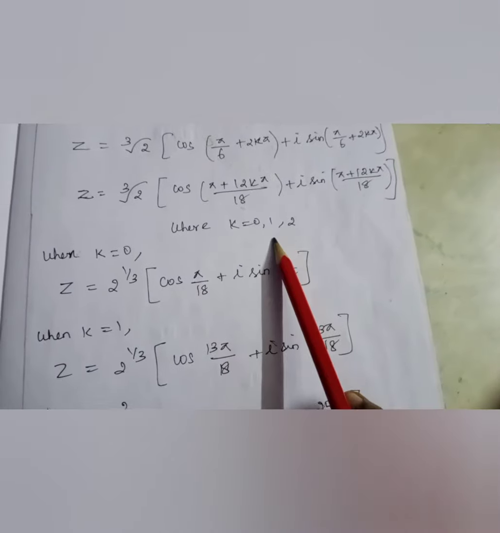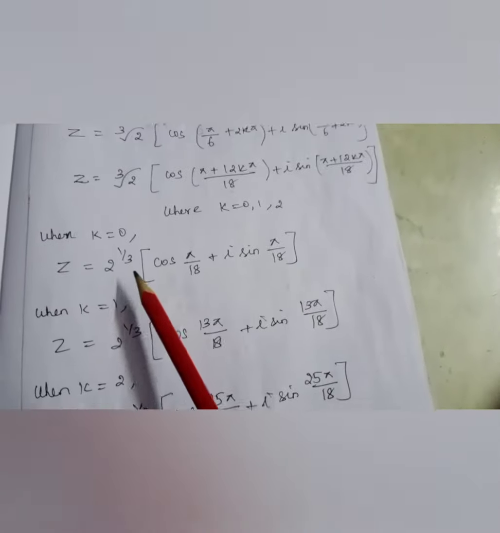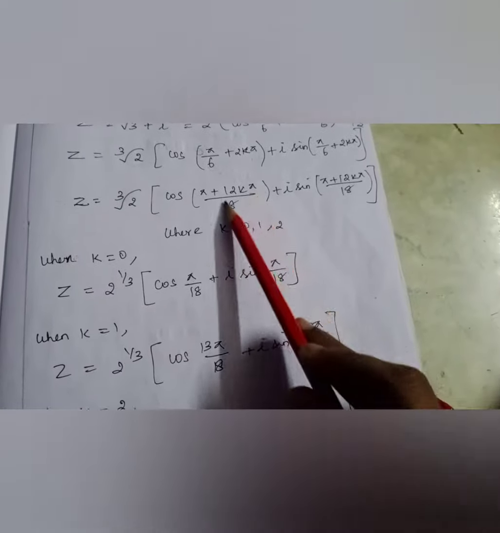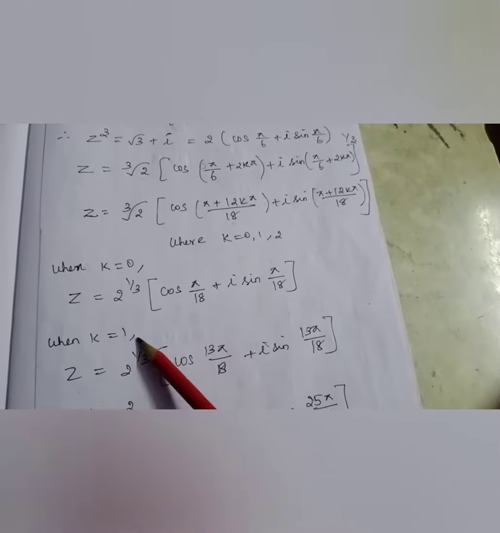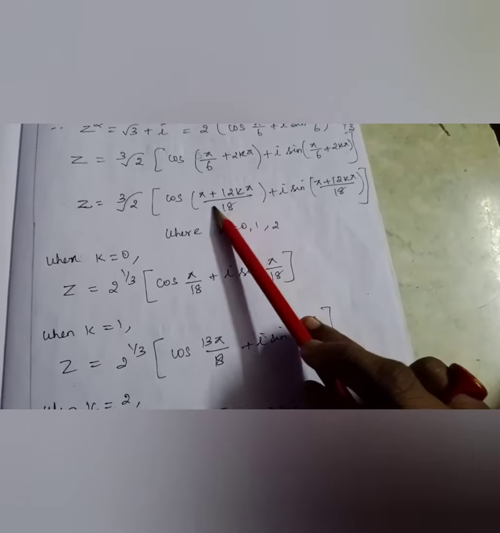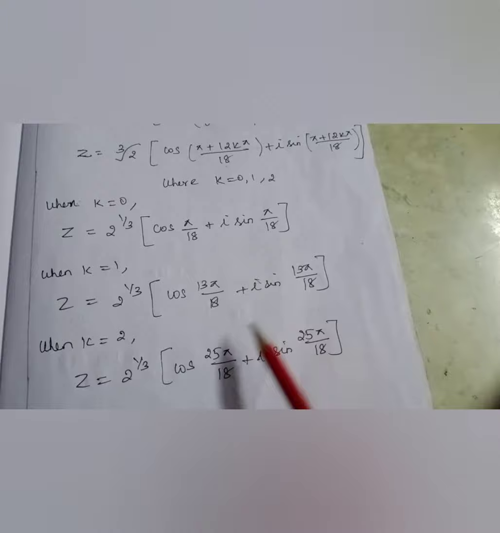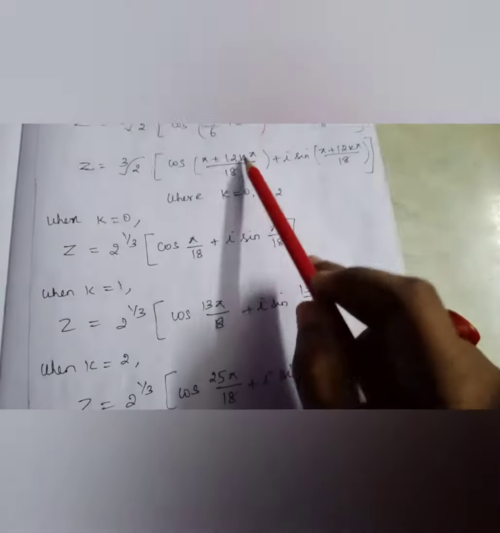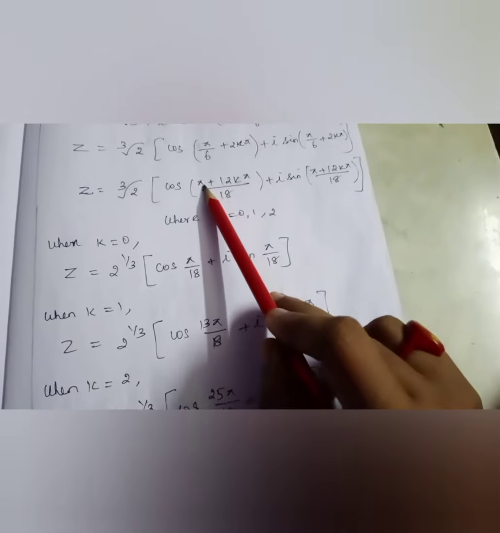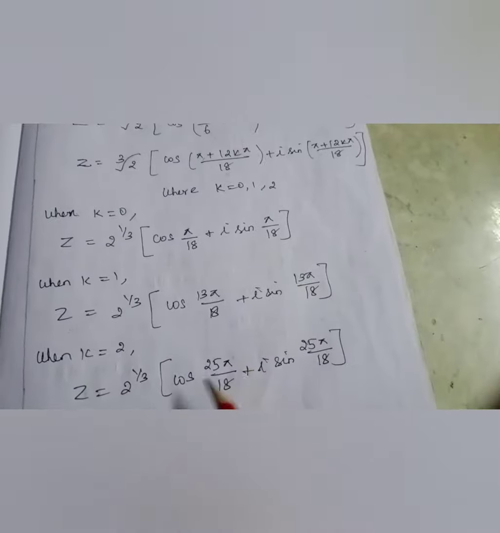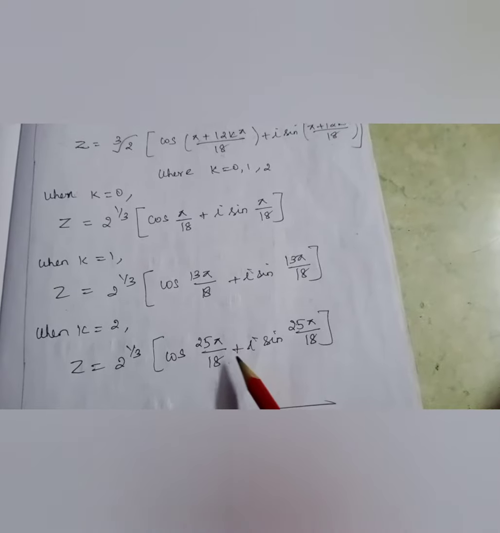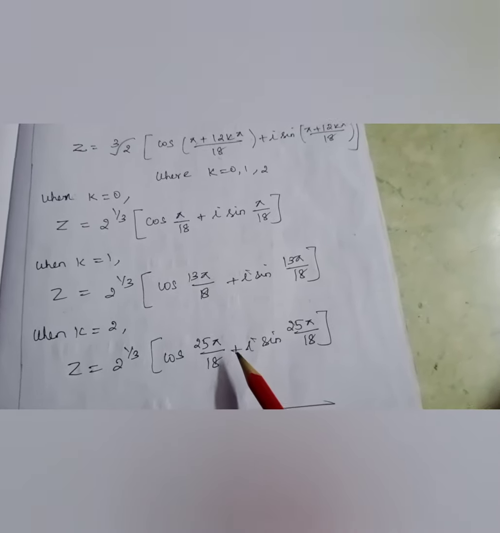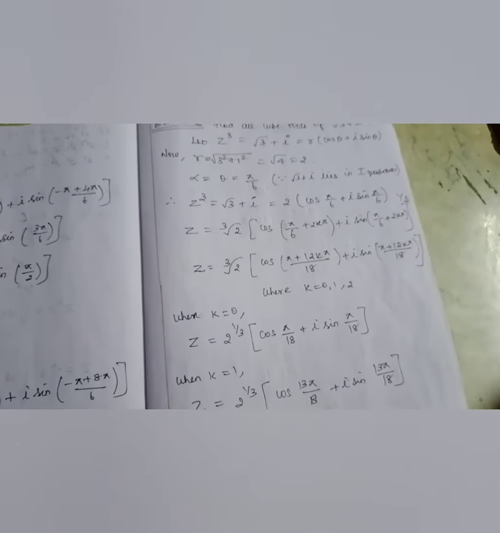Now k takes the value 0, 1, 2, etc. What happens when k takes the value 0? This whole expression becomes cos pi by 18 plus i sin pi by 18. Now when k takes the value 1, this becomes 12 pi. So 12 pi plus pi is 13 pi by 18. Similarly, when k takes the value 2, this becomes 24 pi. 24 pi plus pi is 25 pi by 18. So we are getting z is equal to 2 power 1 by 3 cos 25 pi by 18 plus i sin 25 pi by 18. So this is how we have to do. This is also a very important 5 marks sum.